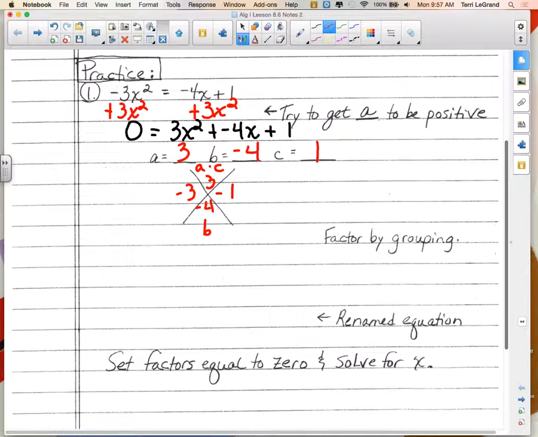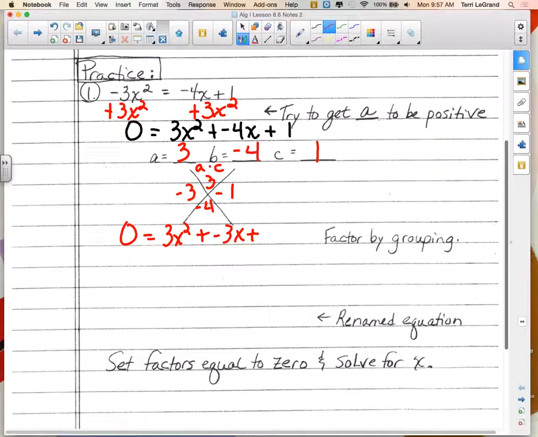Okay, so now we should be able to rename our quadratic so that we can go to work factoring by grouping. So what's the new name? 0 equals what? What's the new name now for this one? 3x squared plus what? Plus a negative 3x plus what?